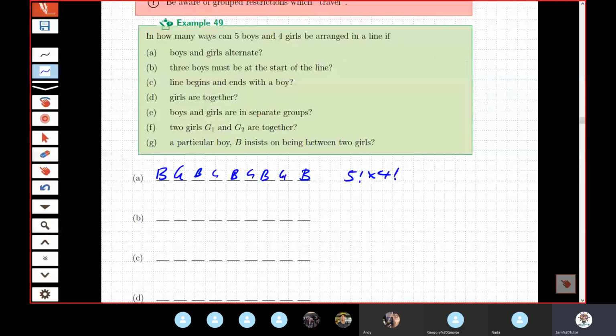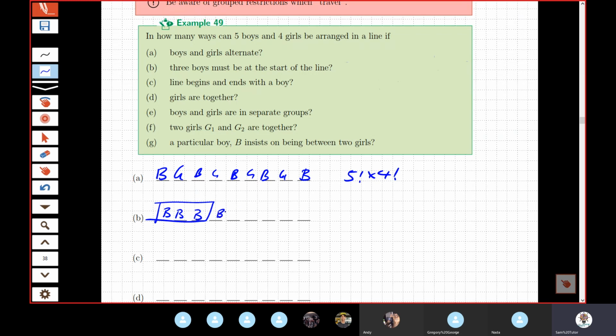Happy with that? 3 boys must be at the start of the line. If they must be there, put them there. And then, if 3 boys must be at the start of the line, does that mean a boy can't be next to him? Not necessarily. It's just these guys have to be at the start of the line. They can't... it's saying they must be at the start of the line. Oh, those 3 can move. Yeah. Of course. We're going to do that in a sec.